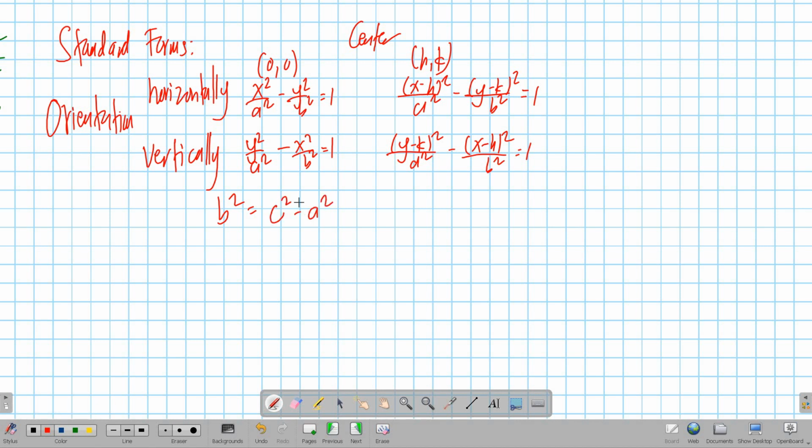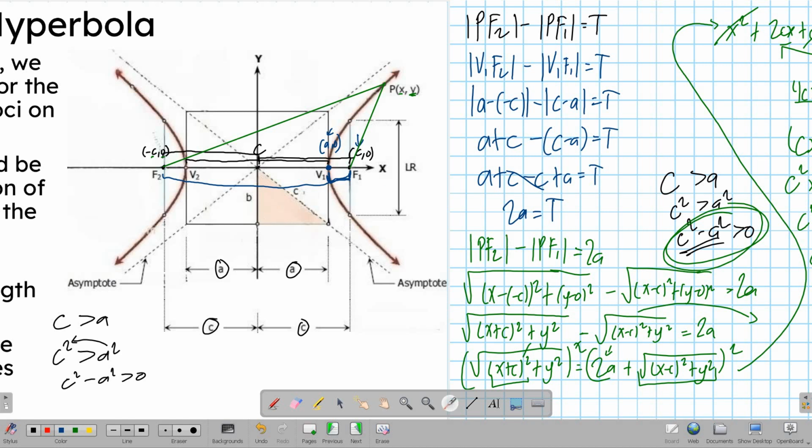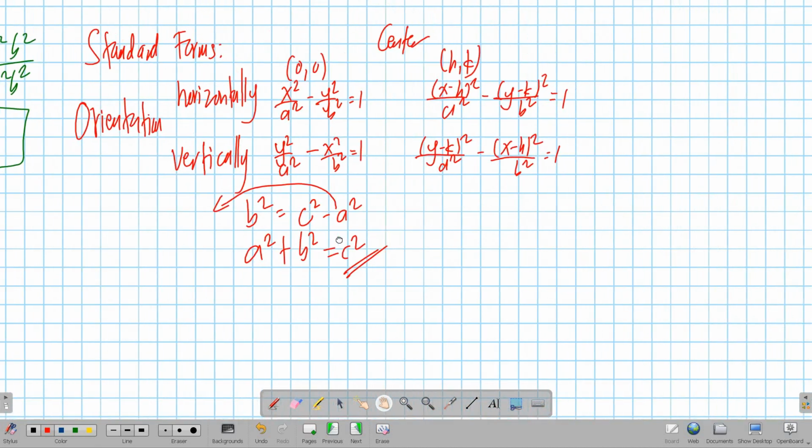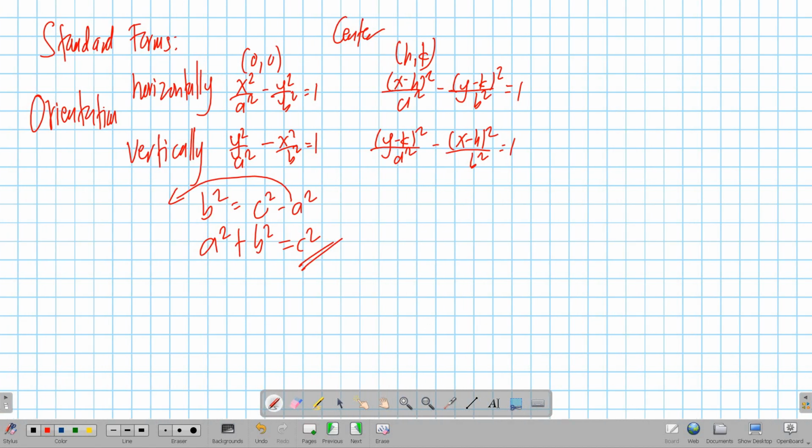Also, we were able to show that b squared is equal to c squared minus a squared. But since c squared is not in the standard forms, we need to solve for that. So transposing a squared, we're going to get a squared plus b squared is equal to c squared. Now, why does that look like the Pythagorean theorem? Let's go back to the figures here. A, b, c here actually forms a right triangle. That's why the equation looks like the Pythagorean theorem, because they actually follow the Pythagorean theorem. So going back, here now are the different standard forms of the equation of the hyperbola.